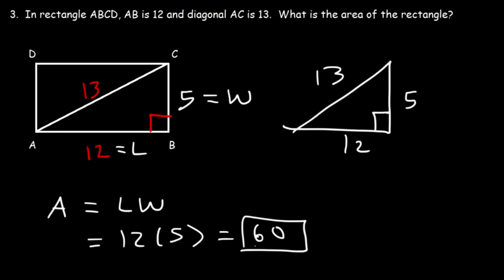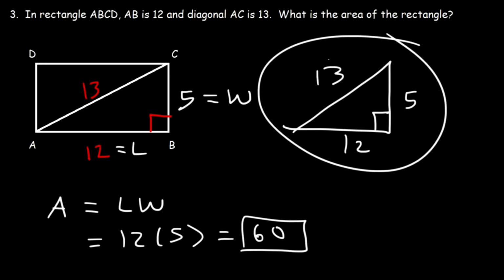So as you can see, you can find the answer quickly if you know your special right triangles. You don't have to use the Pythagorean theorem formula. If you commit this to memory, it will save you a lot of time. And on the SAT test and on the ACT test, time is a factor. So you want to find the answer quickly.